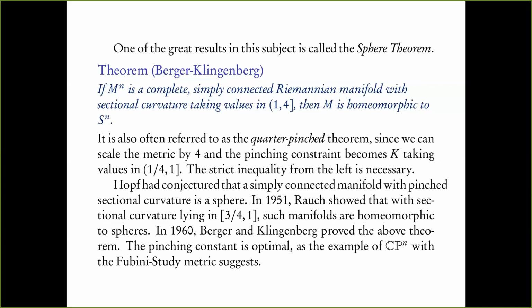However, CPN is clearly not homeomorphic to Sn, right? Because CPN has cohomology or homology in even dimensions, and Sn has no homology in middle dimensions. So CPN is not homeomorphic to S2n. But CPN has sectional curvatures taking values in the closed interval [1/4, 1]. So this is an optimal number, the 1/4. This is also called the quarter pinch theorem. Okay?